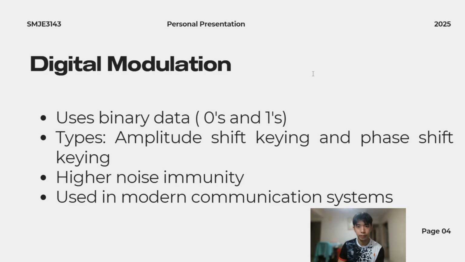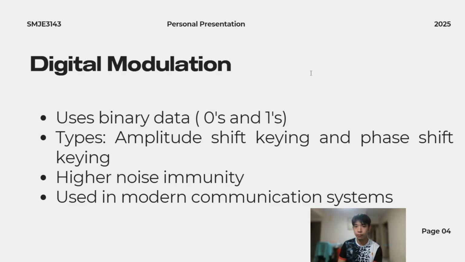The next slide we'll be talking about is digital modulation. Digital modulation is used when information is transmitted as digital data, which means zeros and ones. For digital modulation, I'll be focusing on amplitude shift keying (ASK) and also phase shift keying (PSK). But also do note there are other digital modulations such as QSK, which stands for quadrature shift keying. So let's talk about amplitude shift keying.